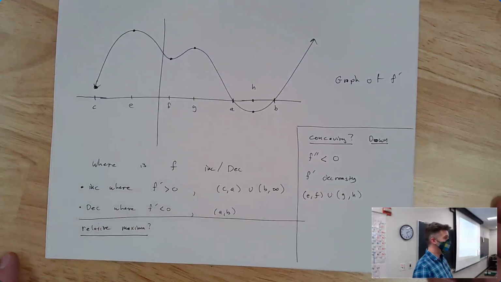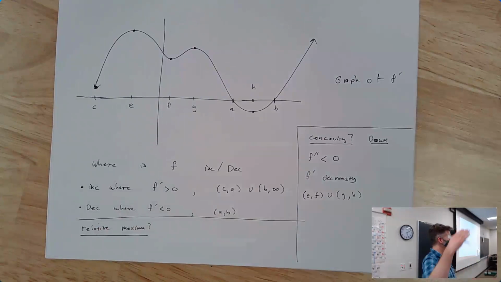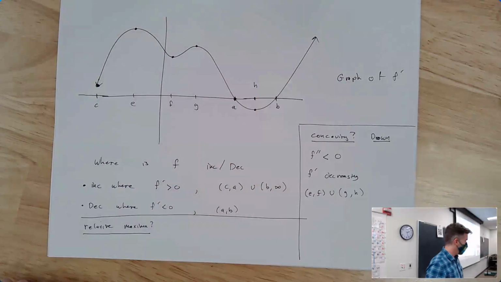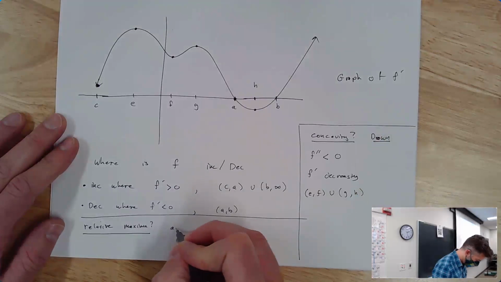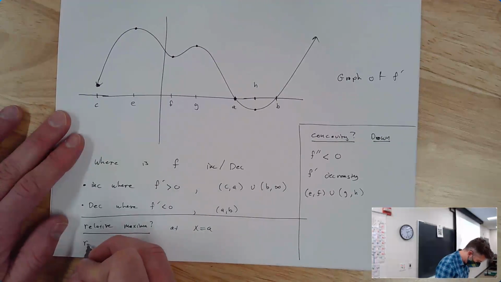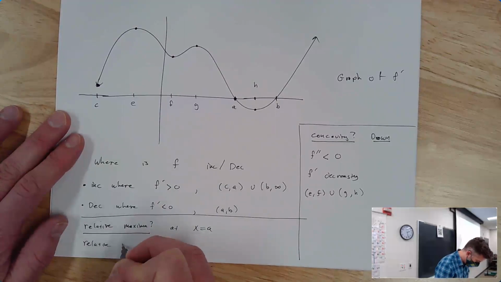Okay, well, you get a relative maximum when you go from increasing to decreasing, or when the first derivative goes from positive to negative. So it looks like we're going to have a relative maximum right there at A. We have a relative minimum at x equal to B.